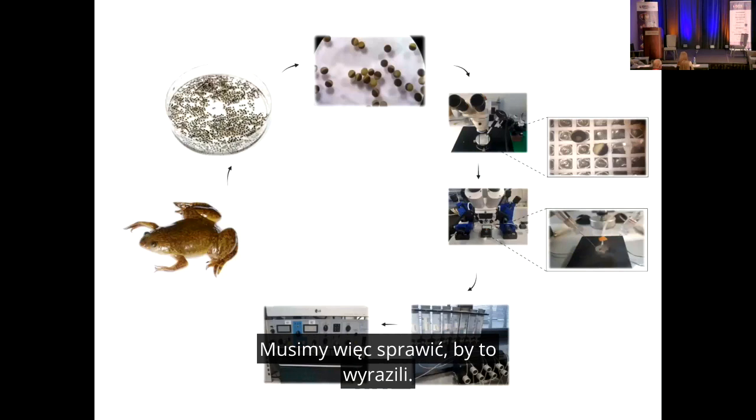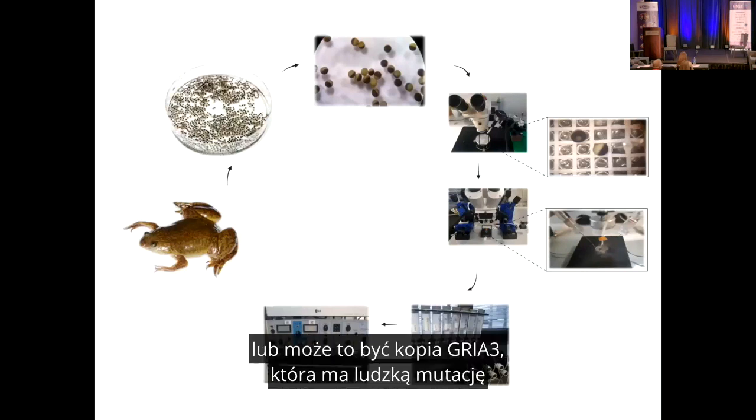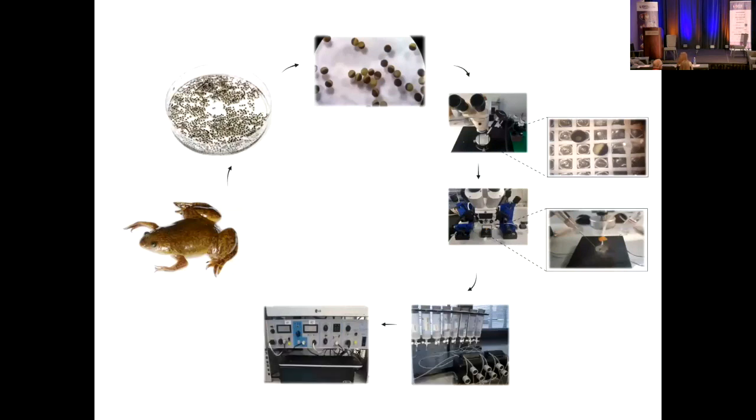Now, these cells actually do not express the AMPA receptor, so we need to make them express this. We do this by injecting them with a small copy of the human gene. Let's say we want to study GRIA3, so we inject them with a copy of GRIA3. And this can be a normal, healthy copy of GRIA3, or it can be a copy of GRIA3 that has a human mutation that we want to study.